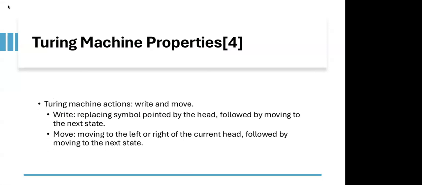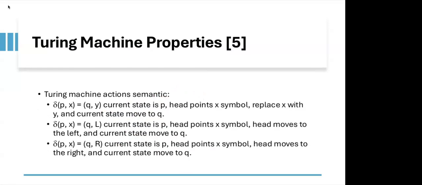And in Turing machine actions, we have write and also move. Write means we replace the symbol pointed by the head, followed by moving to the next state. And move is moving to the left or right of the current head, followed by moving to the next state. These are the transitions we may have in a Turing machine. So for example, this transition means we are in state P and reading X, and we move to Q, and we change X into Y.